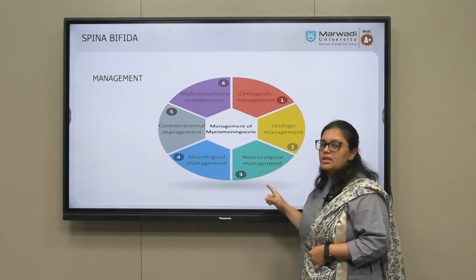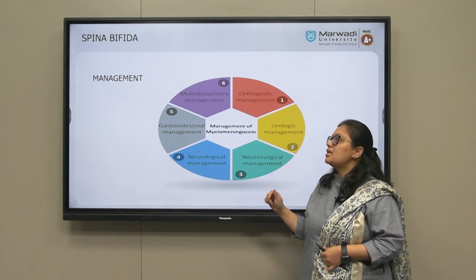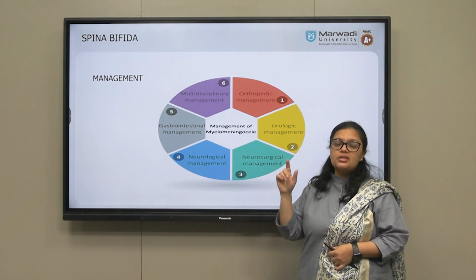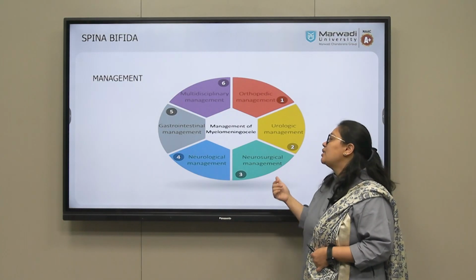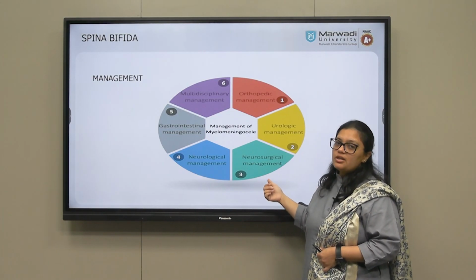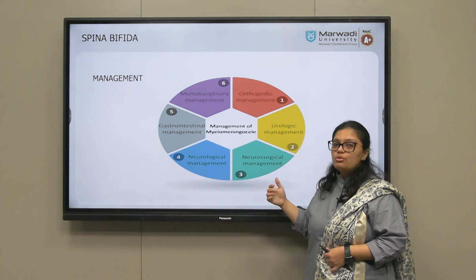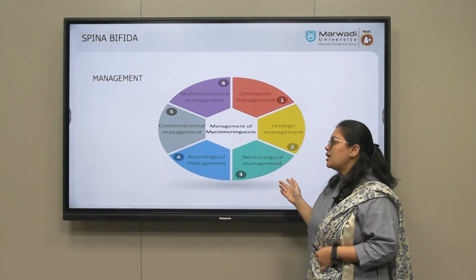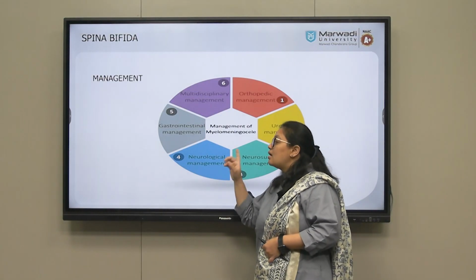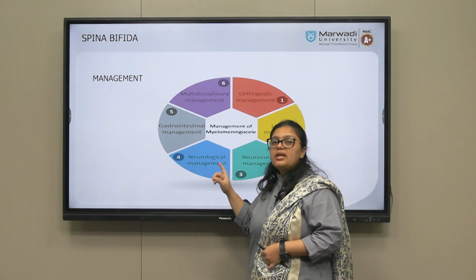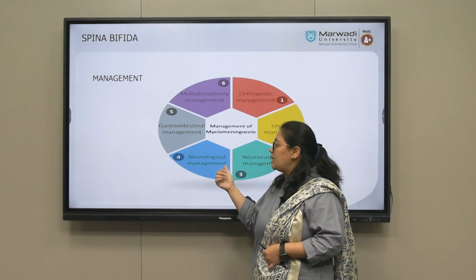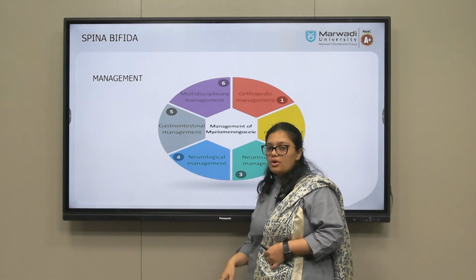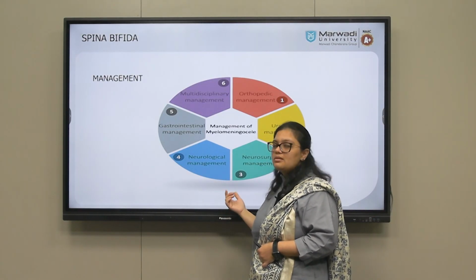Then neurosurgical management. When it is meningocele or myelomeningocele, where the nerves are also coming out, it will be surgical management, where we will be able to put the nerves back to their original position. That will be neurosurgical management. After surgery, whatever damage has occurred to that nerve will cause problems to the lower part of the body, so that also we need to treat.